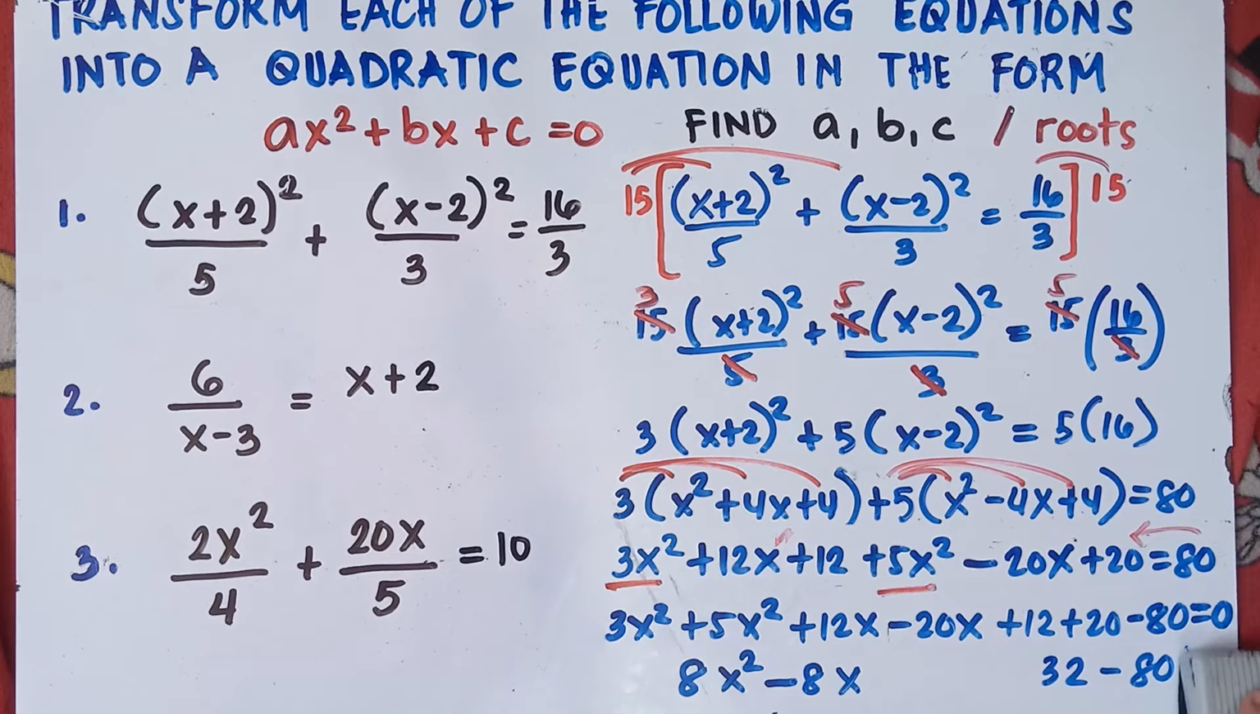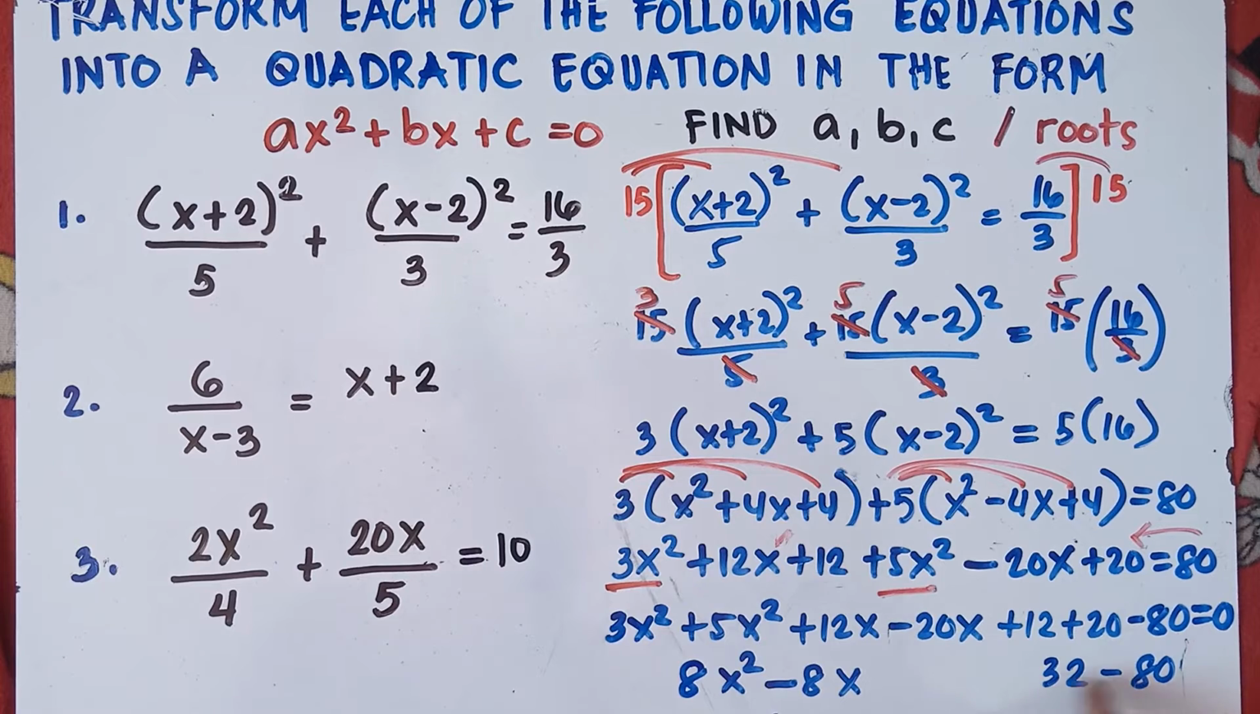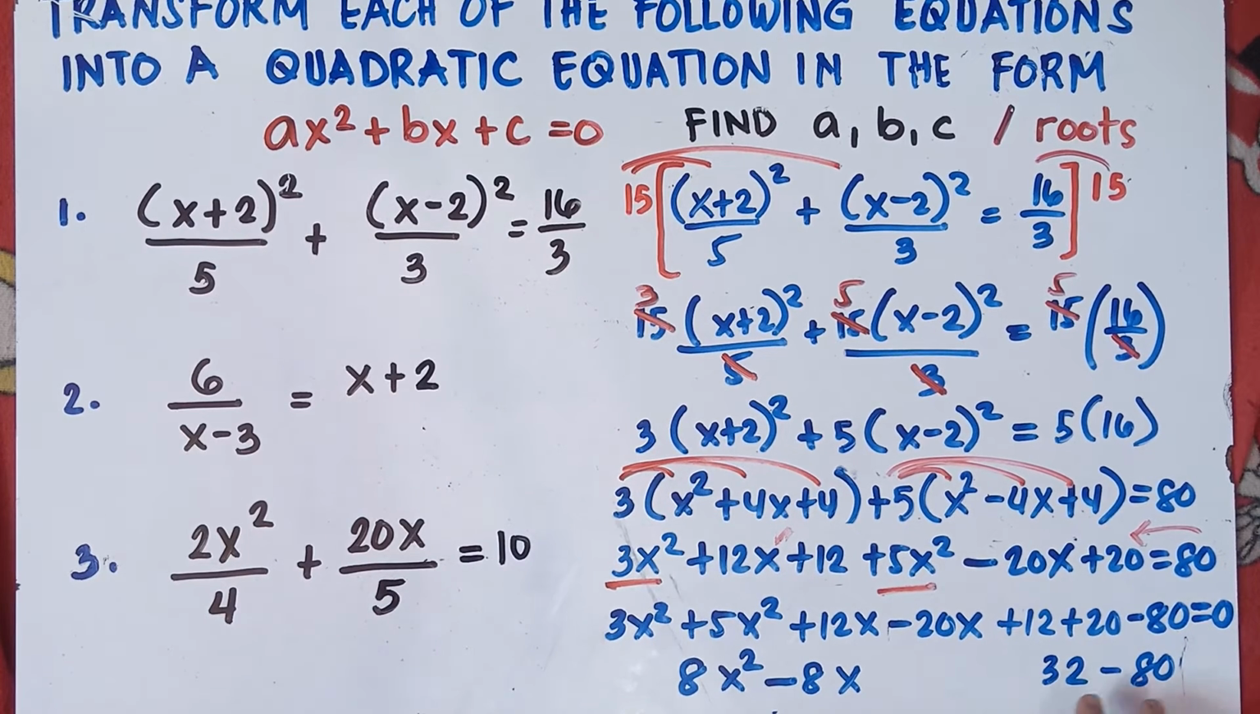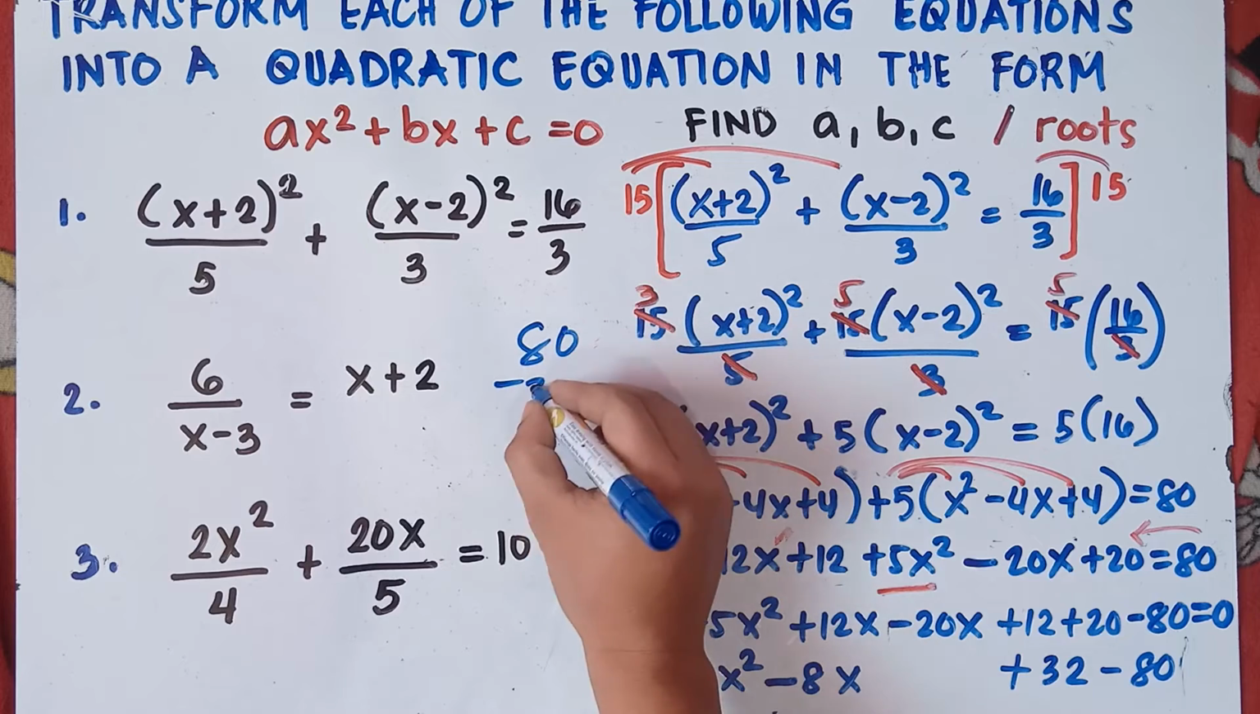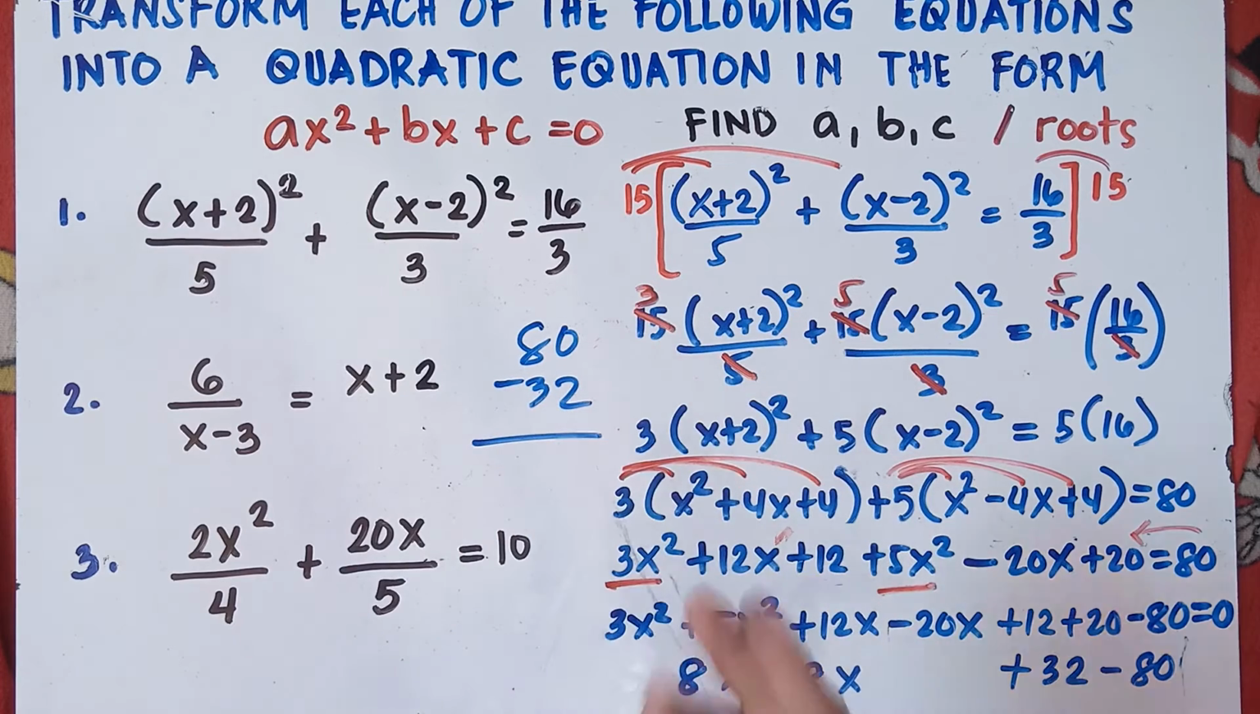So 32 minus 80. If they don't have the same sign, subtract, then copy the sign of the larger number. We have positive 32. Once again, class, I get this 32 from 12 plus 20. So 12 plus 20 is 32 minus 80. They don't have the same sign, so we subtract, class. So 80 minus 32. Unlike signs, you subtract, then copy the sign of the larger number.